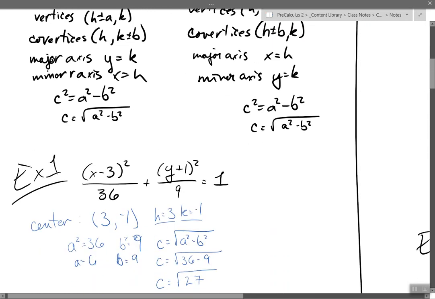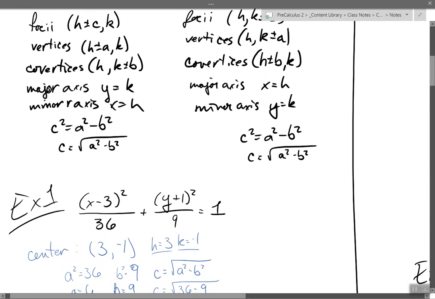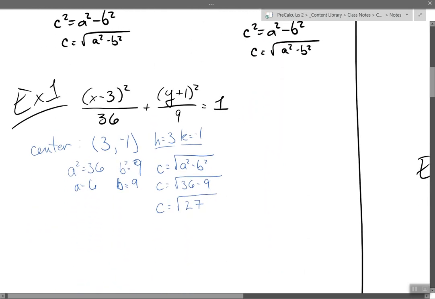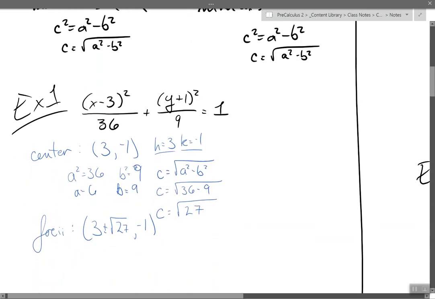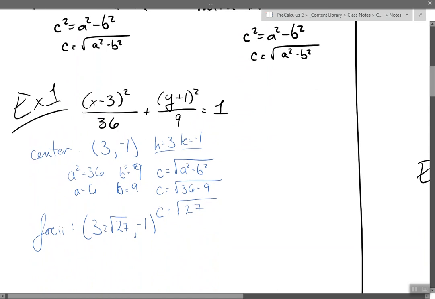exact numbers on those. So that's what c is, which means our foci are at h plus or minus c. So h is 3. So we'll do 3 plus or minus the square root of 27, comma -1, since we have two foci, plus or minus. Just leave it like that. There's no point in getting a decimal. We know relatively where those are going to be. They're going to be in between the center and the vertex. So just leave it like that.